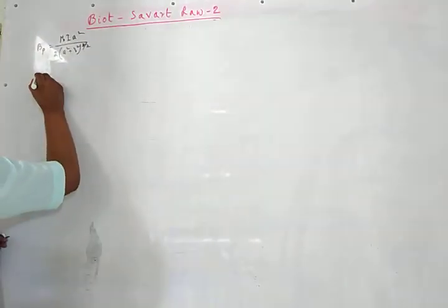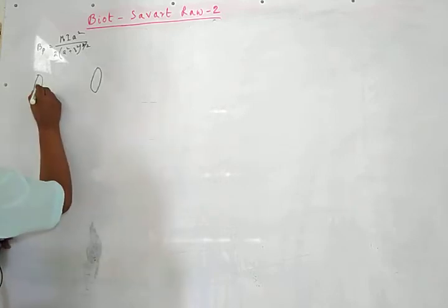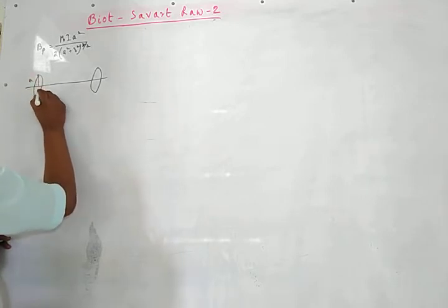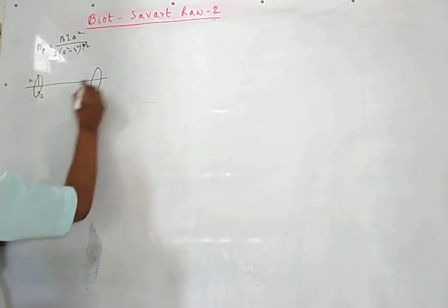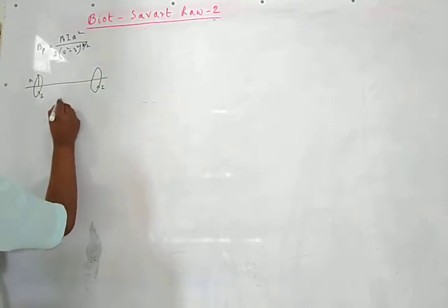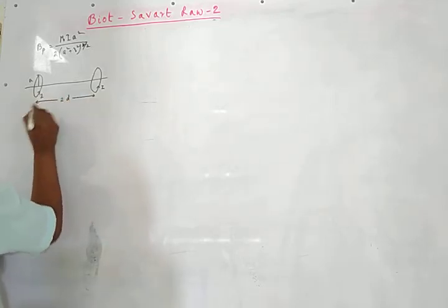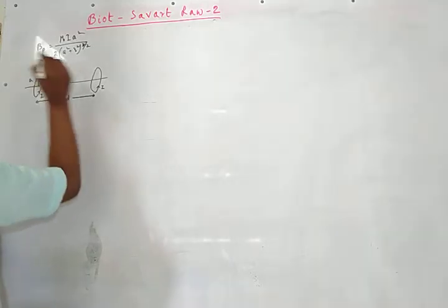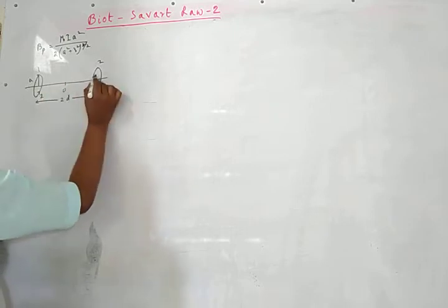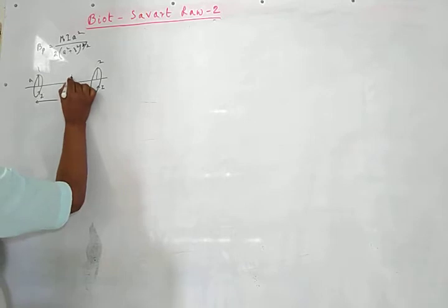We have two circular coils, coil 1 and coil 2, each having radius a, and carrying current I in the same direction, same sense, and they are separated by a distance 2d. This is coil 1, this is coil 2, and this is the midpoint O, between the centers, and we are to find out the field at a point P.